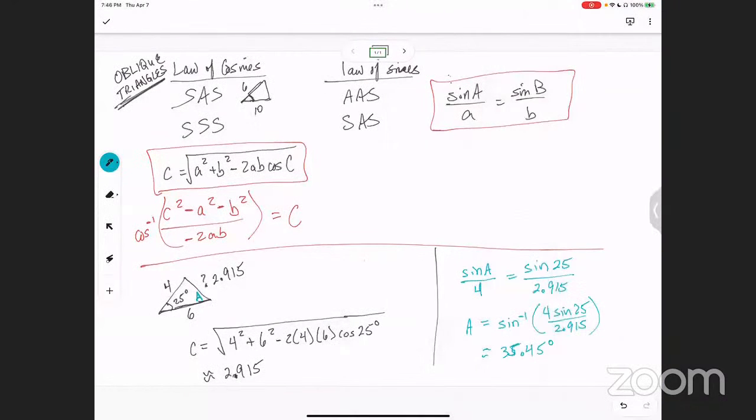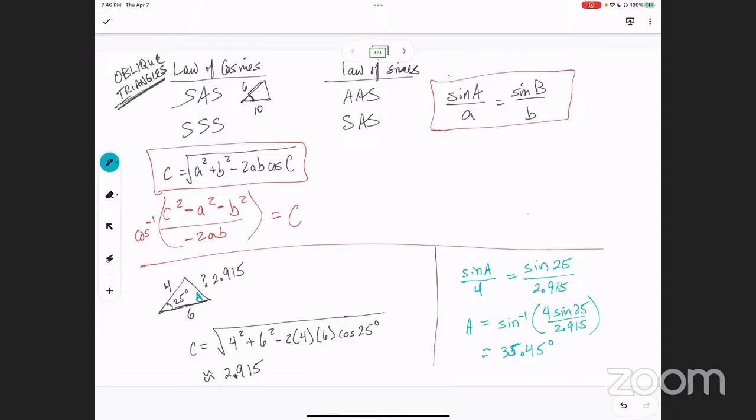Okay. Got it? I'm just still confused on why you're inversing. Is that something that's always going to happen? Because what I would have thought, shouldn't it be 4 sine 25 over sine A 2.915?